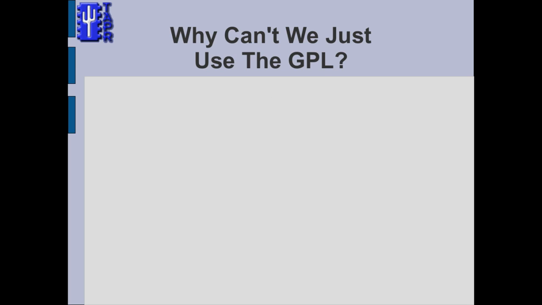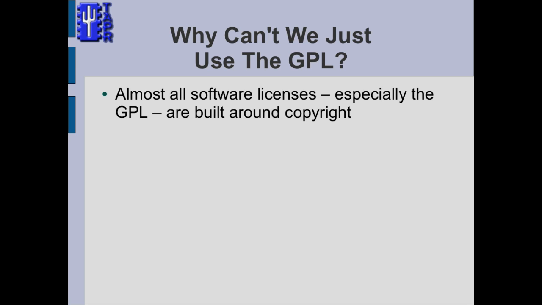So why can't we just use the GPL? Well, the problem is that almost all software licenses, whether they're for proprietary software or open source software, and especially the GPL, perhaps more than any other license, are built around a legal concept of copyright, which is something that's established by the statutes of nearly every country, and it means what it says. The author of a work has the right to control the copies that are made of that work, and that right leads to the ability to license software and put terms on how it's used, modified, distributed, etc.